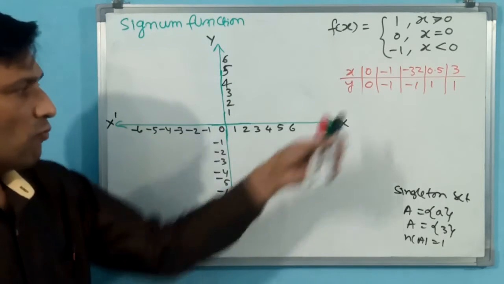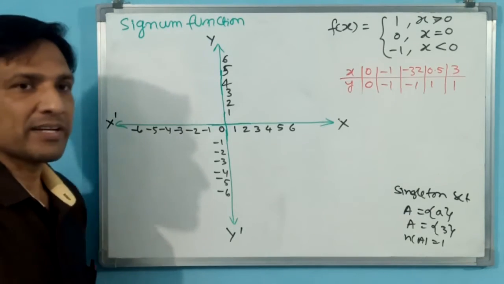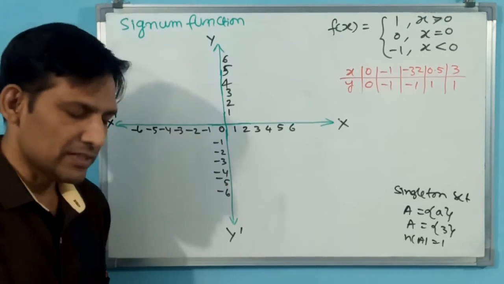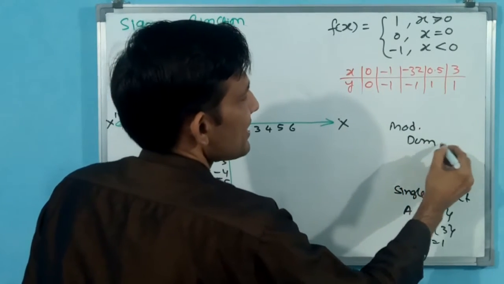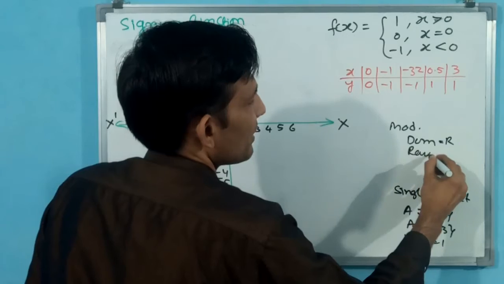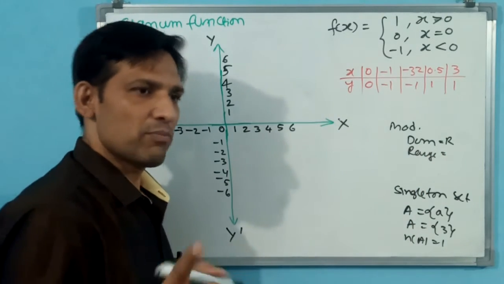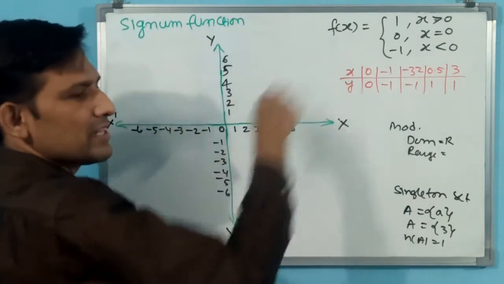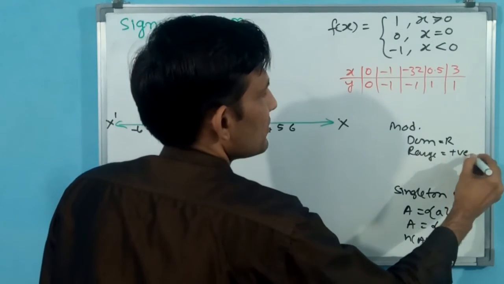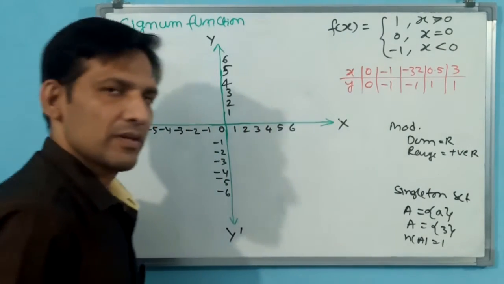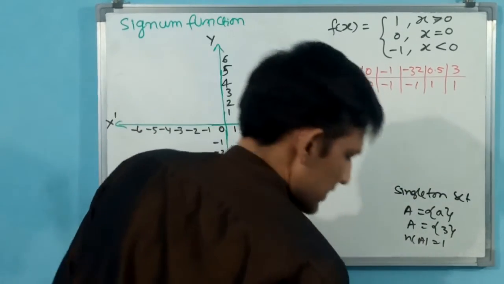Now we write the domain and range. I think for the last function, the modulus function, we have not written the domain and range. For the modulus function, the domain is R, but the range is, I said, positive R, that's all. Why? Because in the modulus function there will not be any negative numbers. Positive real numbers. Okay, that is for the modulus function.